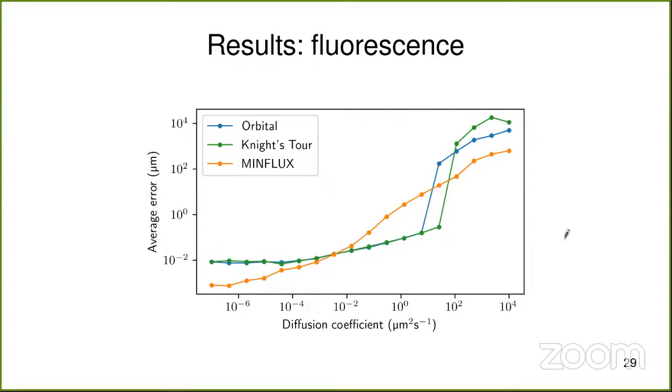And this confirms our result from the static analysis, where min-flux has this increased precision when the particle is able to stay in the center because it's diffusing slowly. And because the Knight's-Tour has the best precision at the edges, it is also able to track the fastest particles.